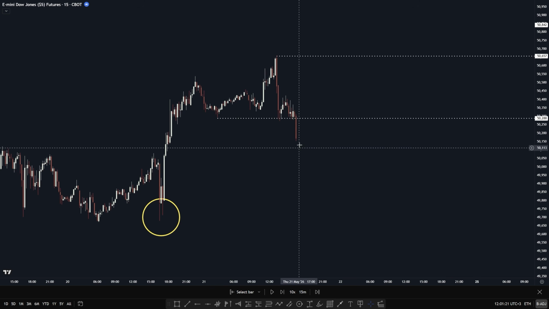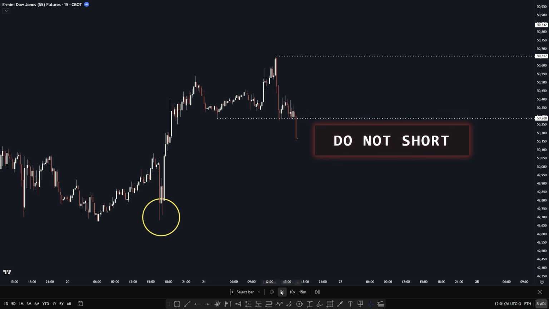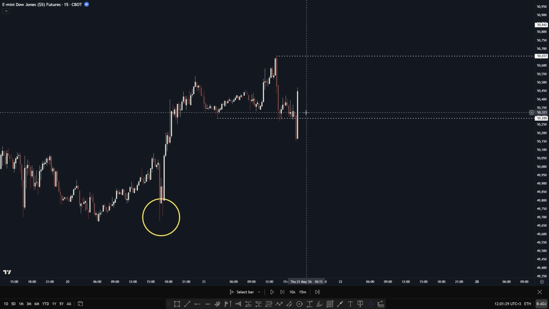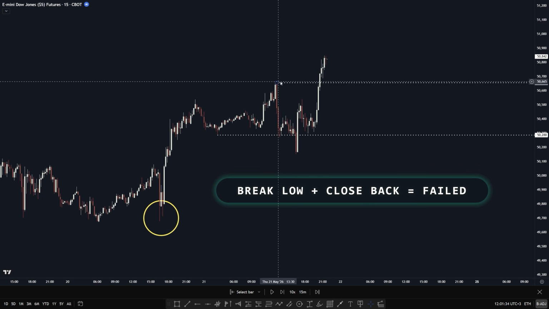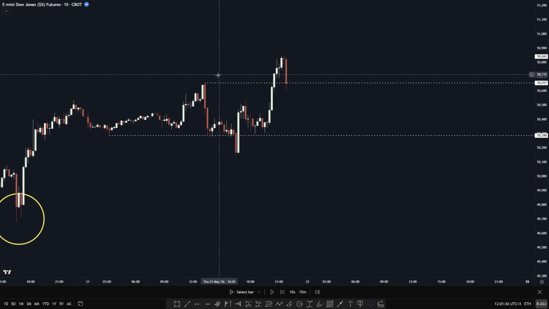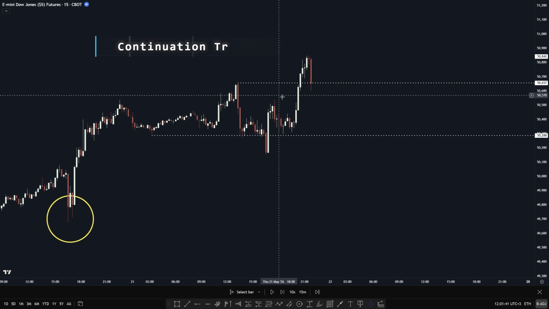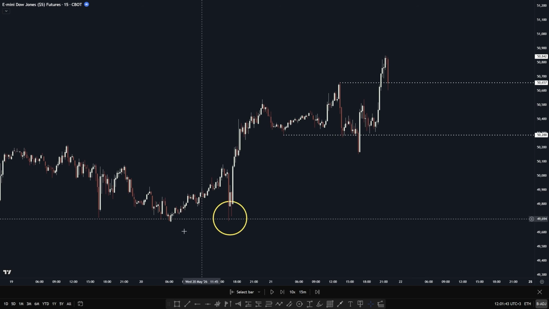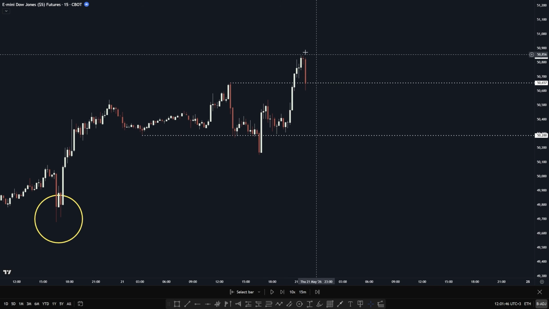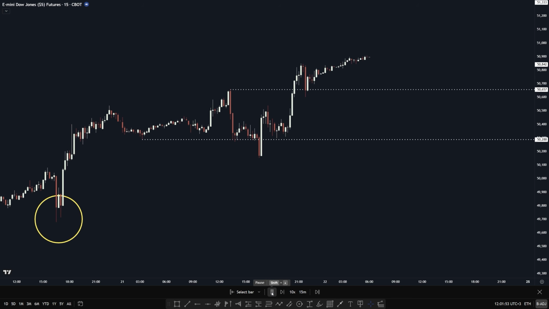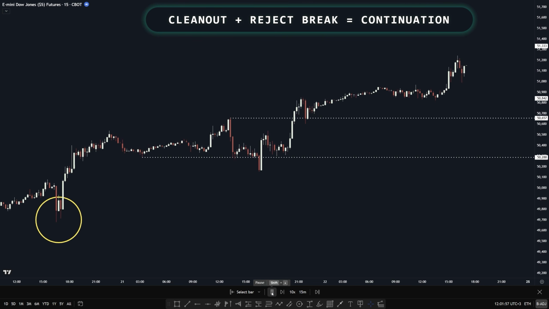Now price dips below the pullback low. I don't panic, and I also don't short this new low. I watch the reaction. The next candle closes back above the level, which tells me the break failed. Now price pushes above the small lower high created during the pullback. That is the moment the continuation idea becomes real. The market cleaned out the weak longs, rejected the break lower, and turned back in the direction of the main structure. If price holds above the reclaimed level, I can plan around continuation.